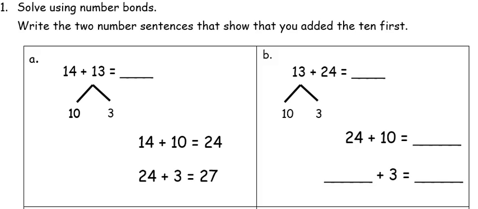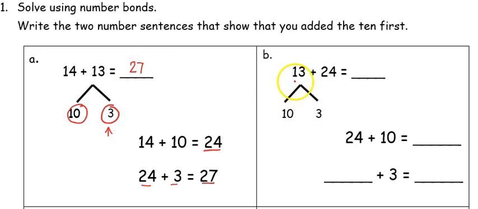If we look at our first example, we're adding 14 plus 13. We used a number bond to break 13 into a 10 and a 3. We're going to start by adding 14 plus 10, and you can see we've done that in our number sentence here. 14 plus 10 is 24. And then we're going to add the ones. We're going to add our 3 to the 24. 24 plus 3 is 27. That means 14 plus 13 is 27.